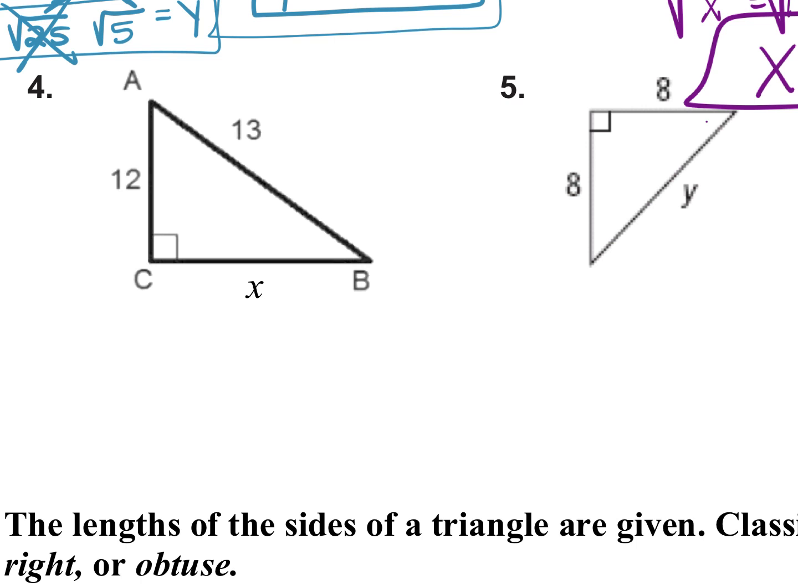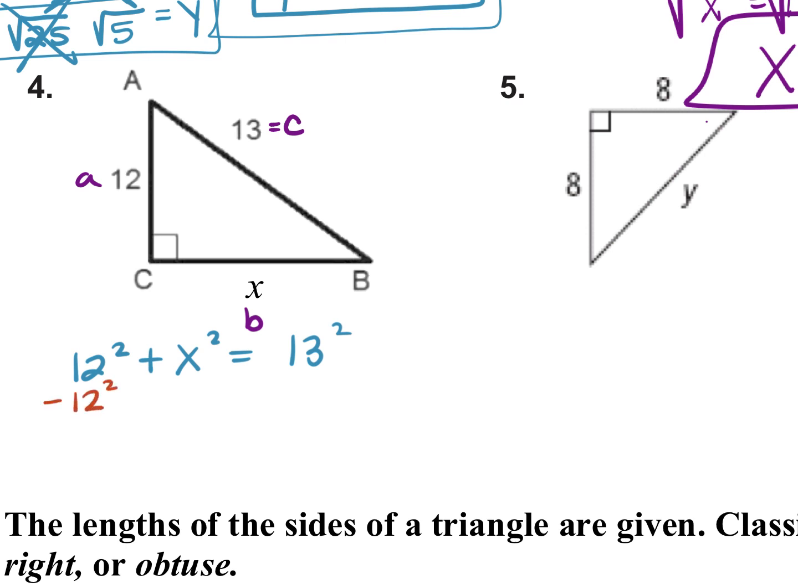What is C in this triangle? 13. C is 13. A and B are interchangeable. Doesn't matter which one's which, okay? So when you set this up in the Pythagorean theorem, 12 squared plus x squared equals 13 squared. Okay? So your first step is to do what? Subtract 12 squared, right?